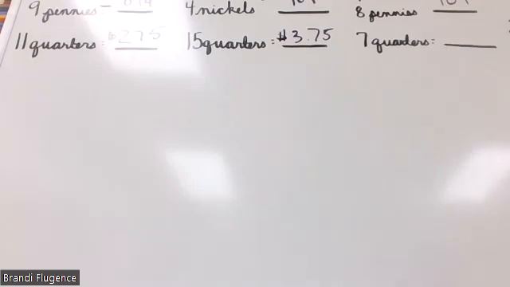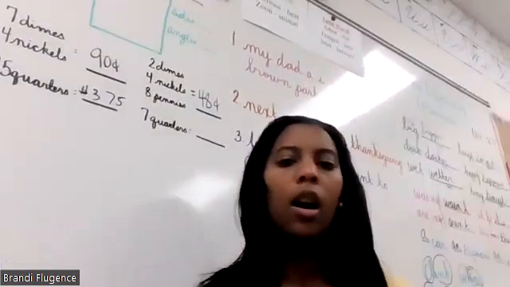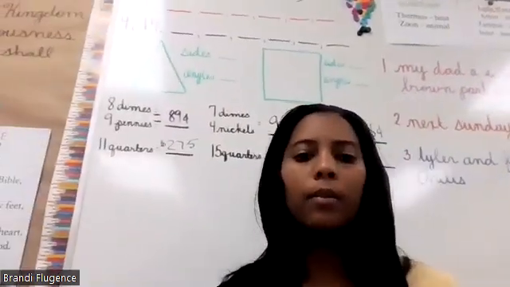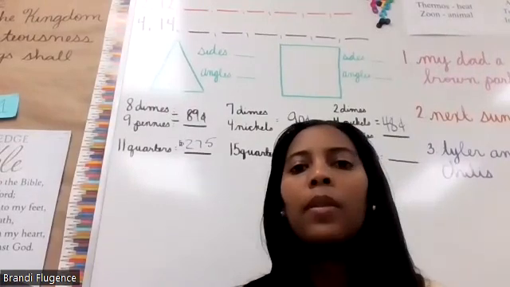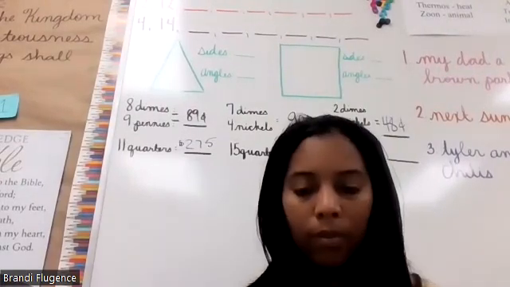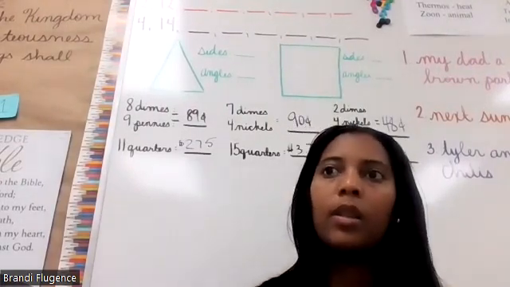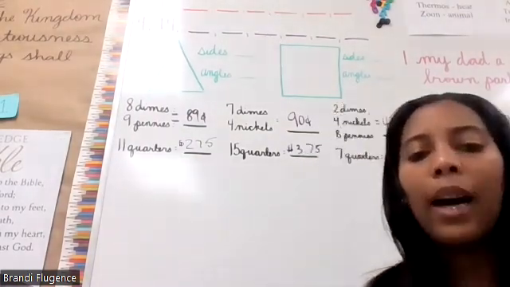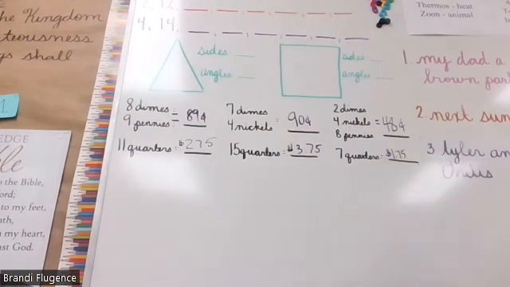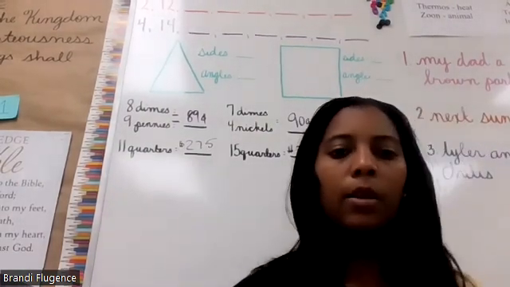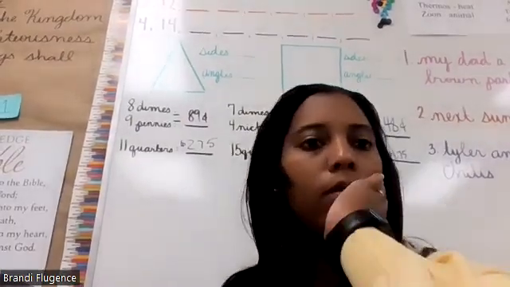Check down there. It might be down there. All right, 7 quarters. How much would that be? $1.75. All right, awesome. Go ahead and get out your letters book, guys. Cursive letters. We'll work on that page a little bit.